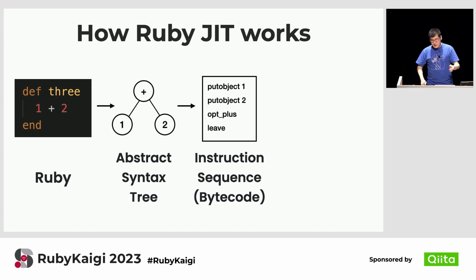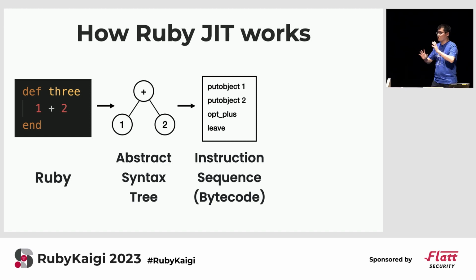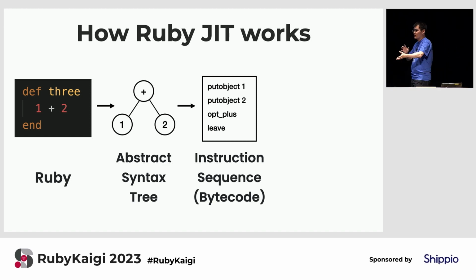And as you heard in the Latin talk, this is a stack-based machine. So put object is a put instruction that pushes the object 1 onto the stack. So if you execute the first 2 instructions, you are going to have 1 and 2 in the stack. And when you reach the plus instruction, you calculate the addition 1 plus 2, and then push the 3 back to the stack. And then leave is basically the return instruction, which returns 3 from the method.